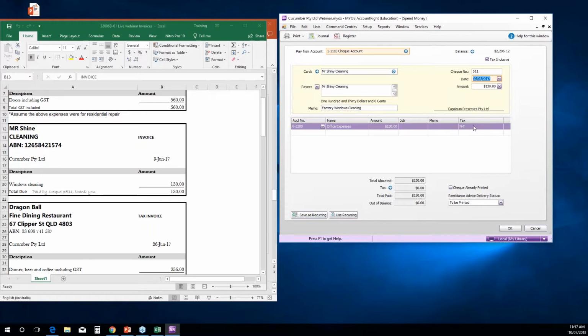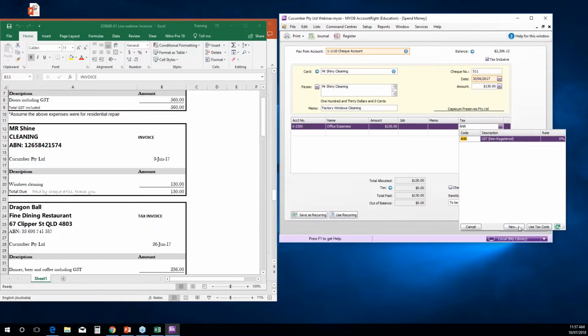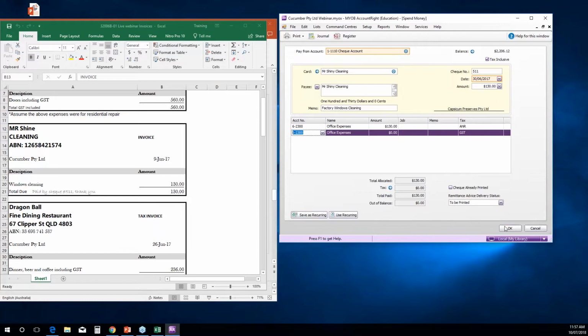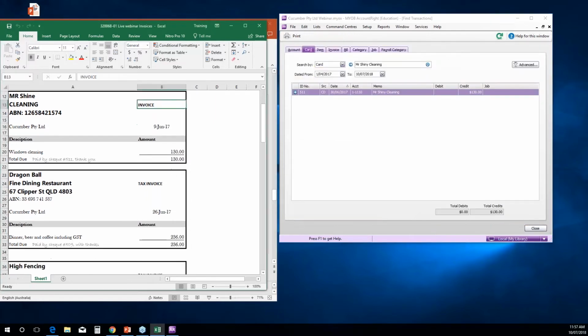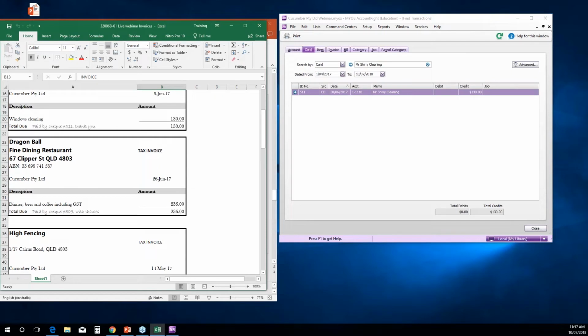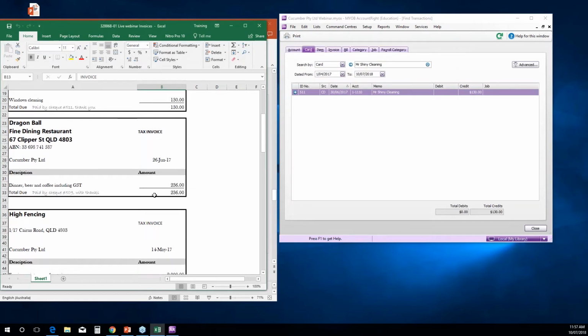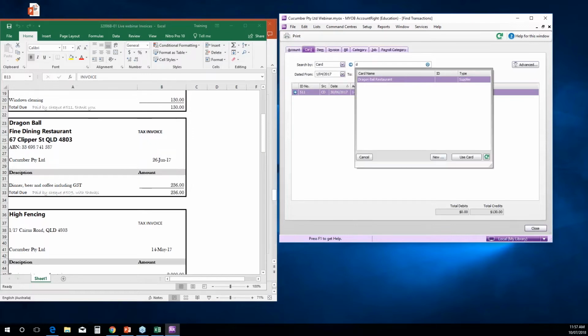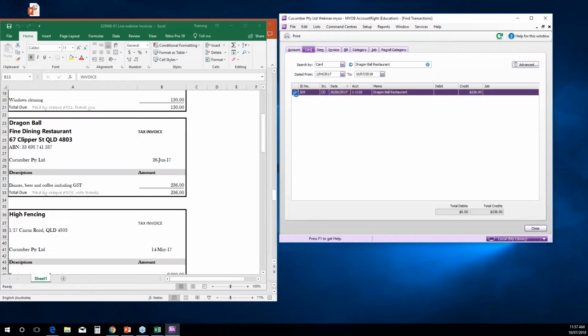So we have, MYOB has a special tax code for that, which is the ANR. So I'm going to change it, use tax code, and simply say OK. Next one, we have Dragon Ball restaurant. OK, let me have a look. So I'm going to go to Dragon Ball restaurant and go in.